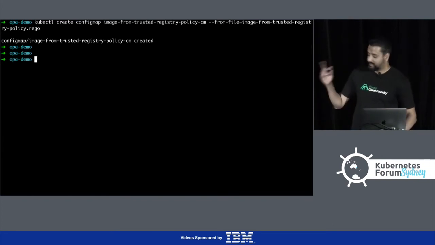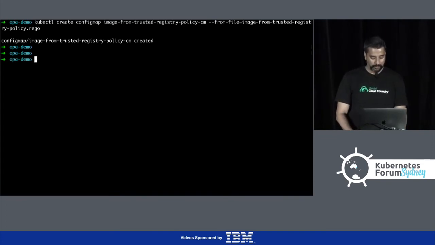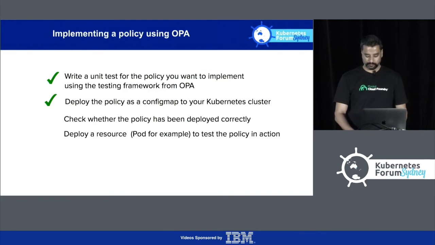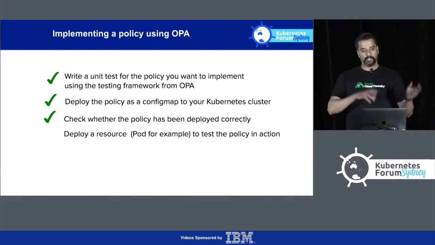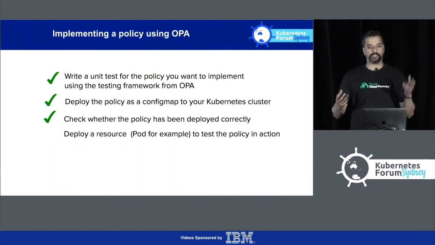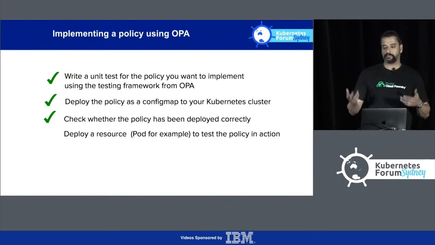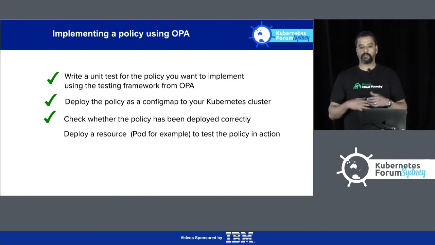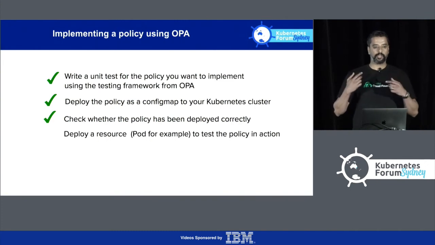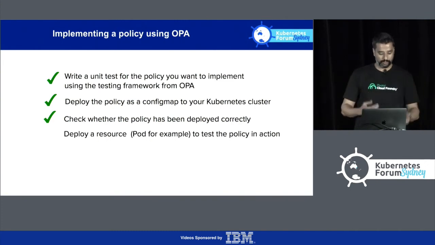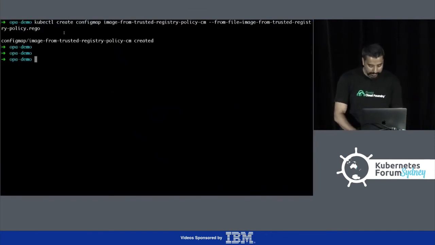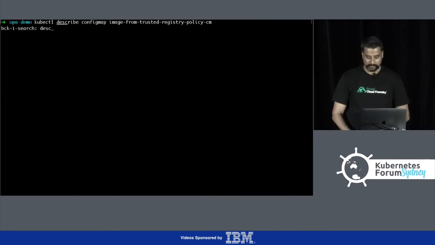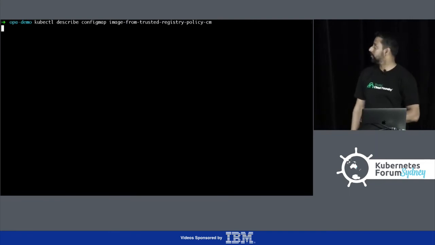So, it has created the policy. The next step is to check whether the policy has been deployed correctly. What happens now is, as Mark mentioned, the config map has been created in the OPA namespace, and OPA is constantly watching for config maps being created in the namespace. It's going to get a callback, and then it's going to validate that policy. The way you can figure out that your syntax was right and the policy was all good is you can describe that policy which has been just created. So all I'm going to do here is describe that config map which we just created.